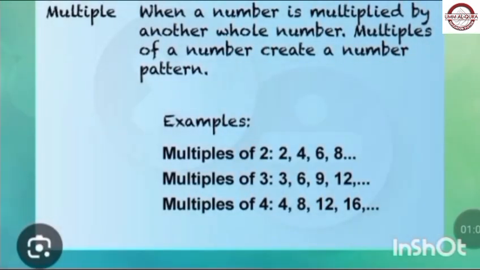Now, multiples. When a number is multiplied by another whole number, the multiples of a number create a number pattern. To find multiples, we simply use the table of the given number. For example, multiples of 2: 2, 4, 6, 8, and so on. Multiples of 3: 3, 6, 9, 12, 15, and so on. Multiples of 4: 4, 8, 12, 16, and so on. These are the examples of multiples.